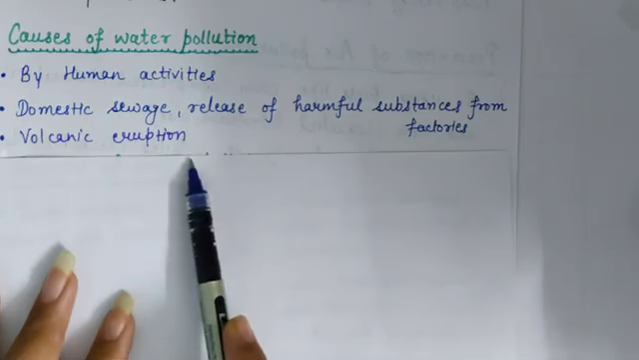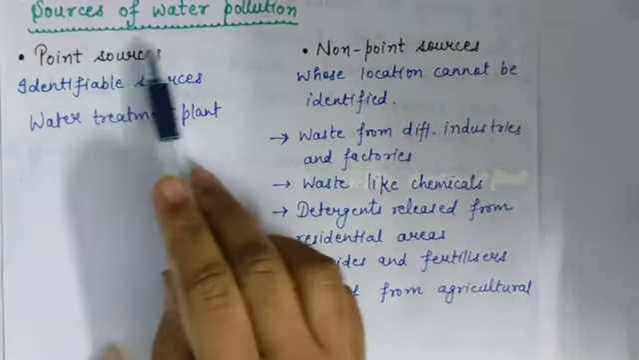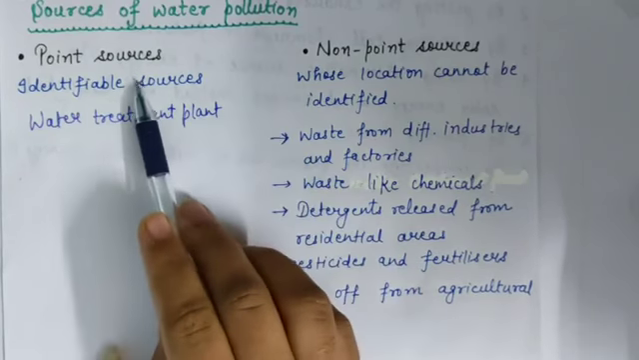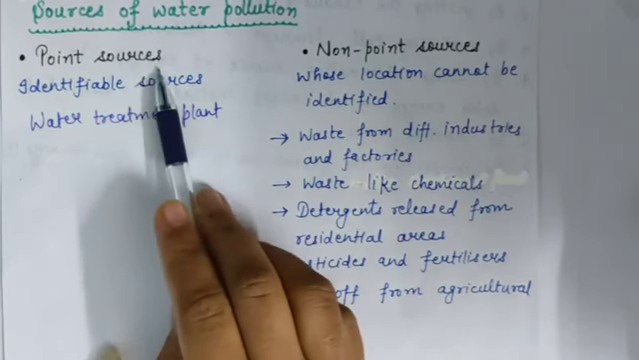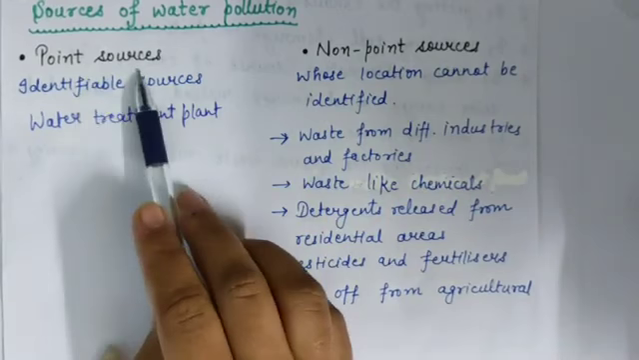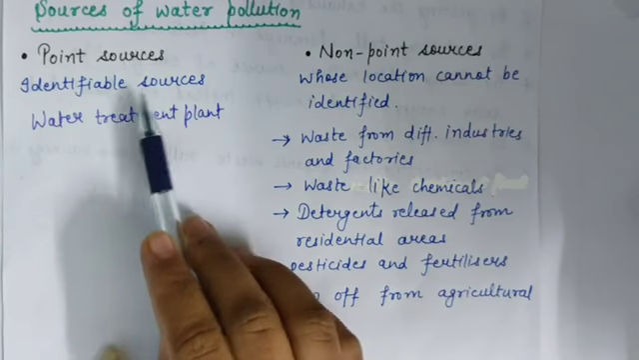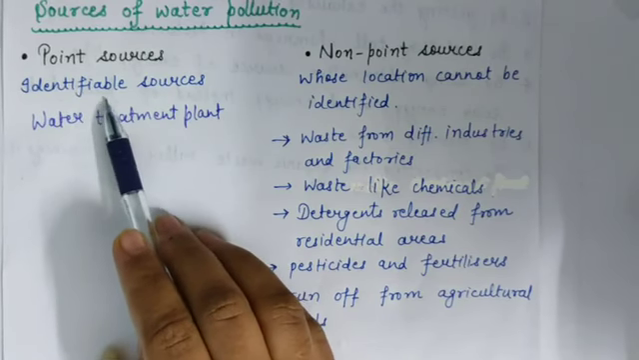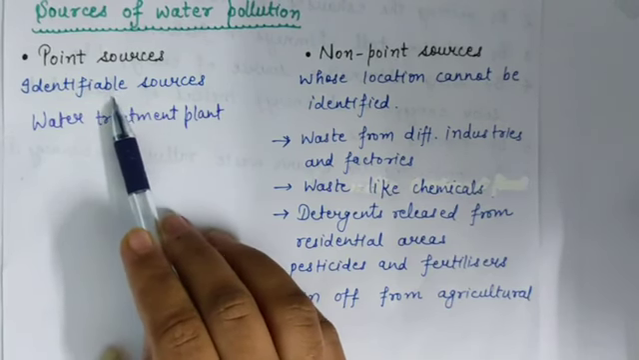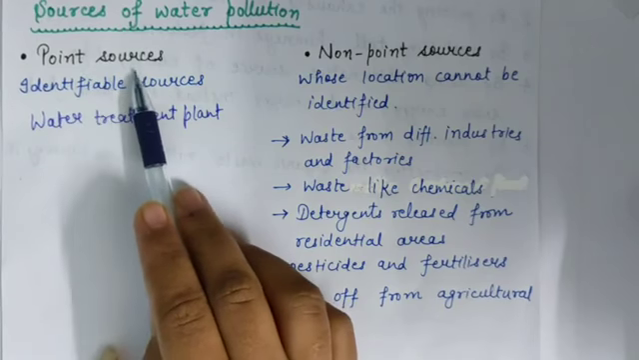Now, what are the sources of water pollution? The sources of water pollution can be broadly categorized into two types. First is point sources and second is non-point sources. Now, what are point sources? So, the sources of water pollution which can be identified, means if we can identify where the pollutants come from, then these types of sources are called point sources.